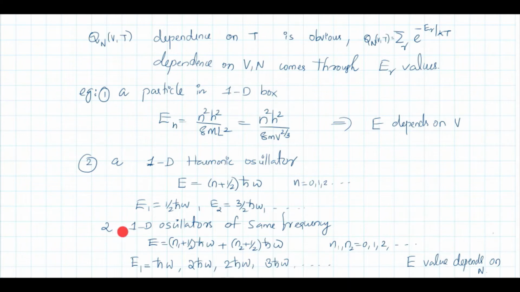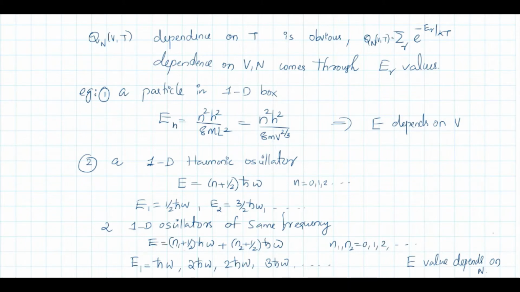Now consider two one-dimensional harmonic oscillators of the same frequency. That is, your system consists of two particles, or two oscillators, of the same frequency. Then the total energy of the system will be the sum of the individual energies of the oscillators, because we are assuming that the oscillators are non-interacting. Then (N1 plus half) h cut omega gives the energy of the first oscillator, and (N2 plus half) h cut omega gives the energy of the second oscillator. Both N1 and N2 can take values 0, 1, 2, etc.